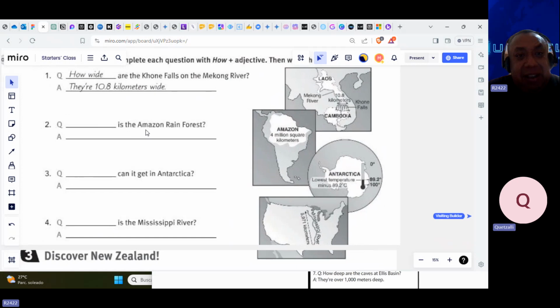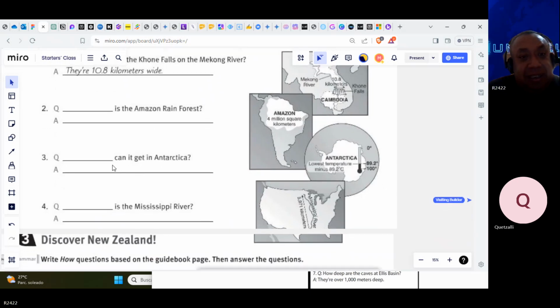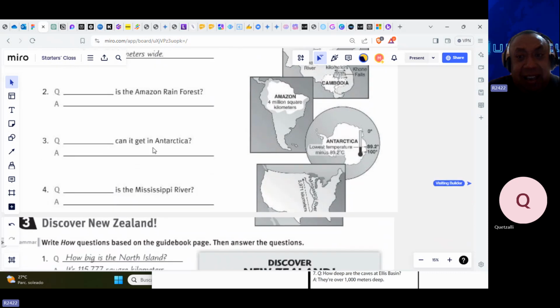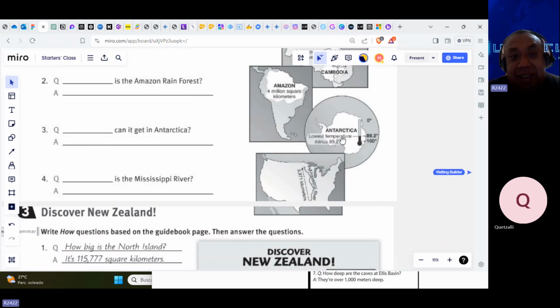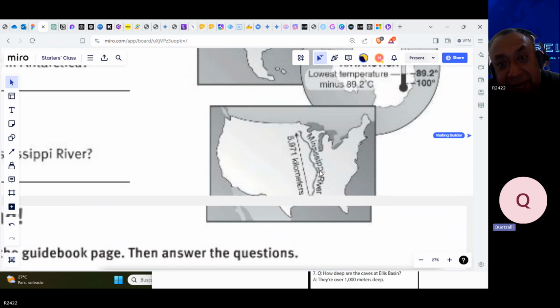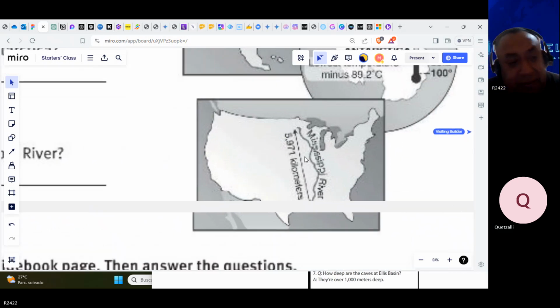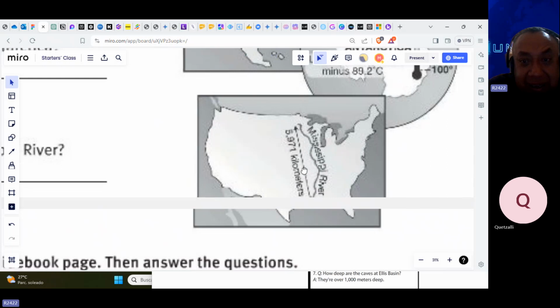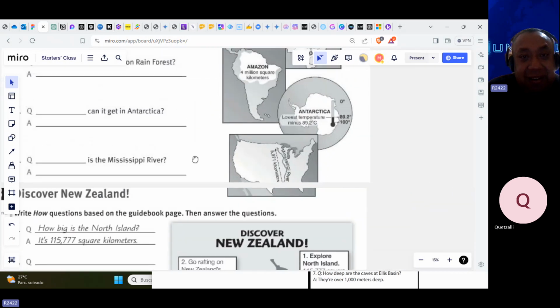It says, how large is the Amazon rainforest? The Amazon is 4 million square kilometers. Then, how cold can it get in Antarctica? Lowest temperature minus 89.2 centigrade. How long is the Mississippi River? It's 5,971 kilometers.